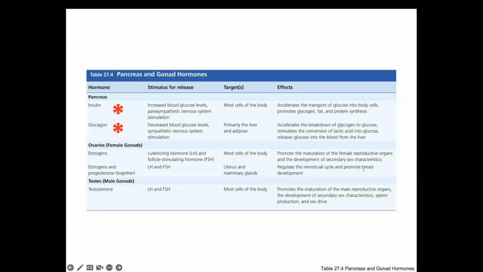In males, the testes are responsible for producing testosterone. Testosterone promotes the development of male reproductive organs and the development of secondary male sex characteristics.